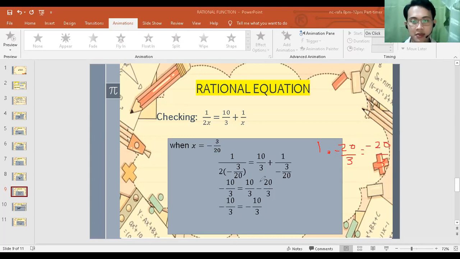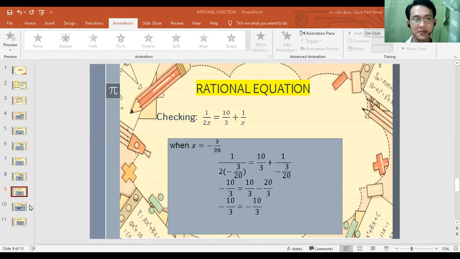So that explains here below. We have 10 over 3 minus 20 over 3. As you can see, the denominators are the same. In the rule of subtracting fractions, if the denominators are already the same, you just subtract the numerators. 10 minus 20 is equal to negative 10. So copy the denominator 3. Therefore, negative 10 over 3 is equal to negative 10 over 3. Then the value of our x here is correct.